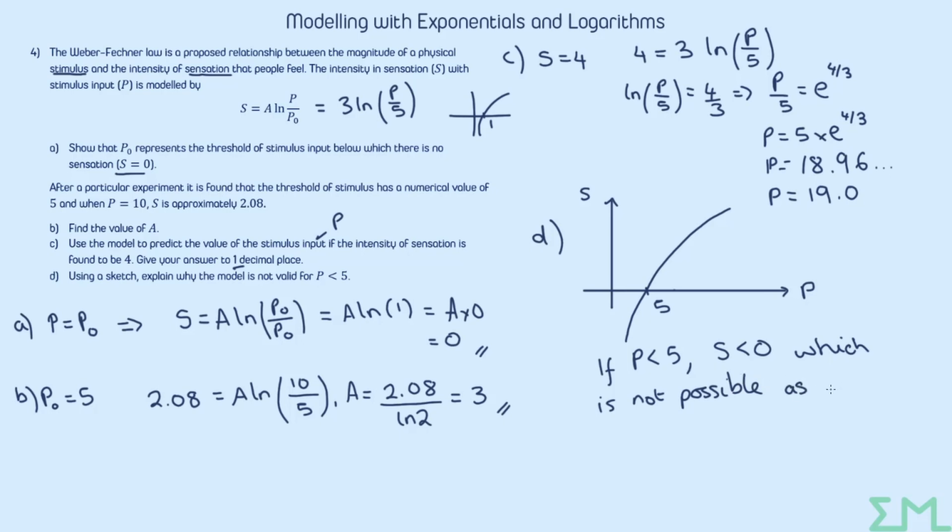As sensation cannot be negative. That makes sense. There we go. Okay, so there's a limitation to this model. It's only usable for values of p larger than 5.